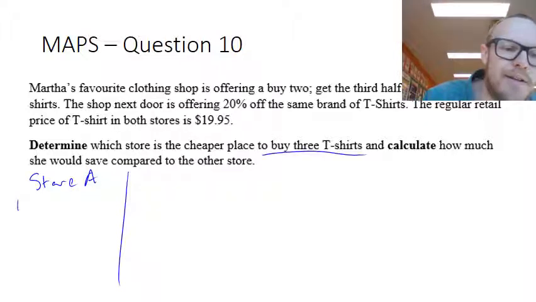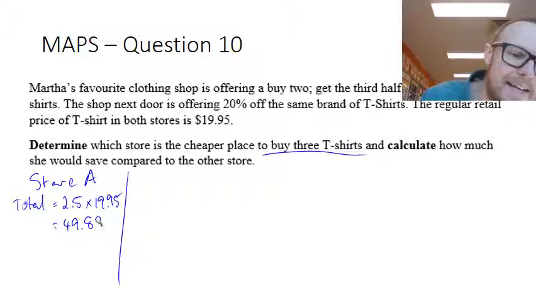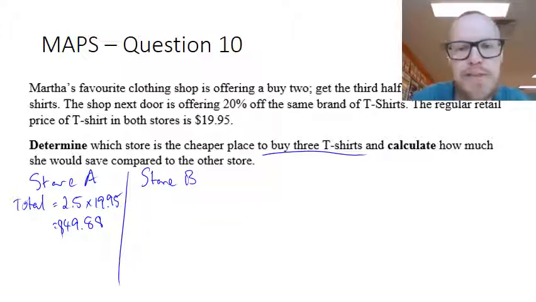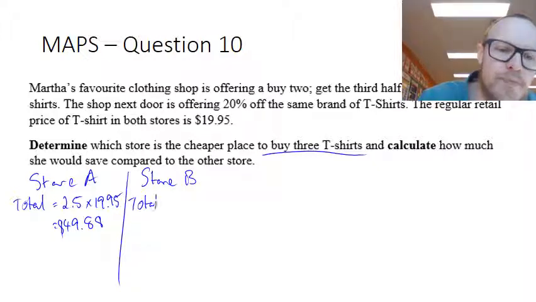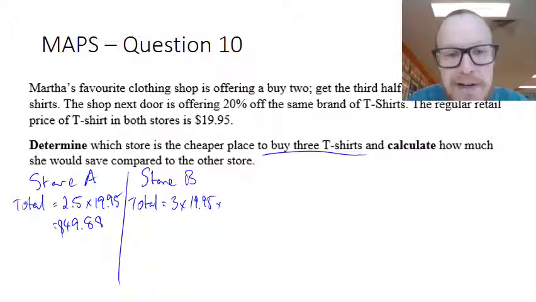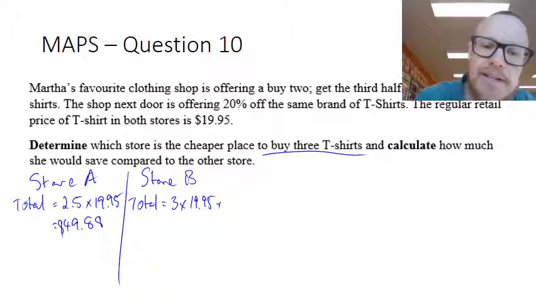So this price total will be 2.5 multiplied by the 19.95. So 2.5 times 19.95 is going to be 49.88. We need to round up to the nearest cent. So that's going to be the total cost for store A. Store B, however, is 20% off. So that means 20% off all of them. So the total will be equal to 3 times the full price shirts, and then we're taking 20% off. So that means it's going to be 80% of, so multiply by 80% this amount.